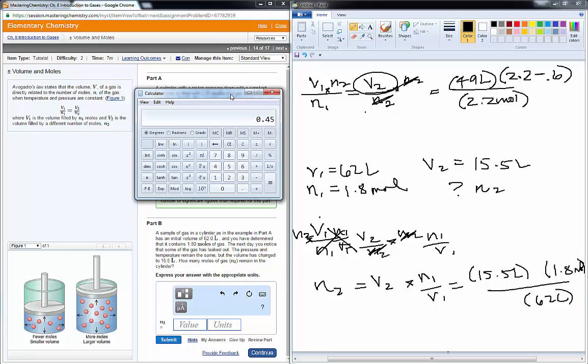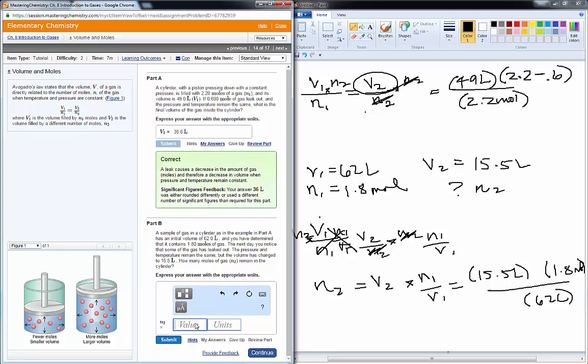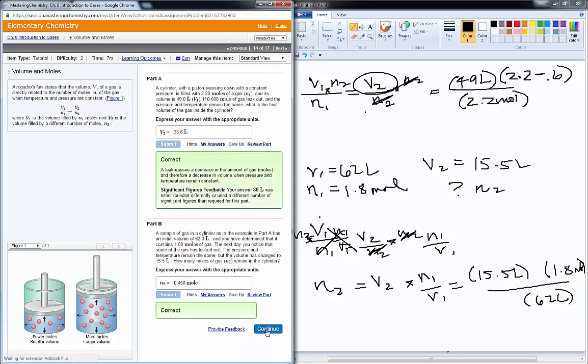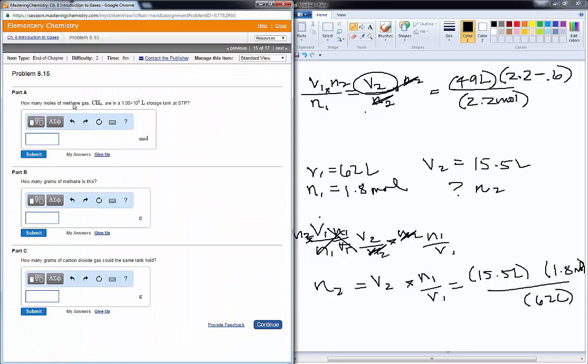And it looks like I have 0.45 moles left. Next, how many moles of methane gas are in this size of a storage tank at STP?